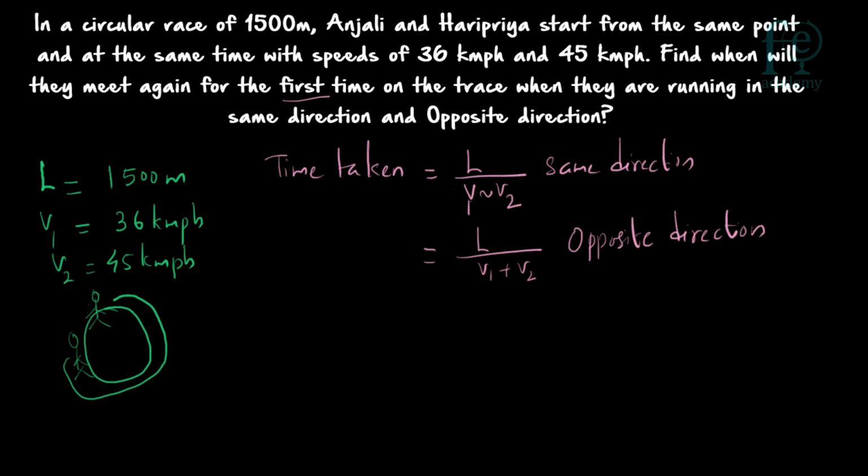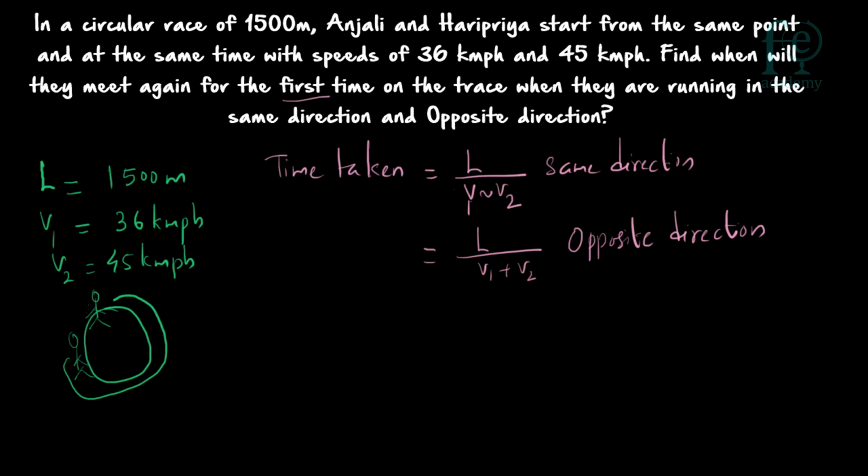The time taken for the two runners to meet for the first time when they are running on a circular race will be equal to the length of the circular track, L, divided by the relative speed. So L divided by V1 minus V2 in case of running in the same direction, and L divided by V1 plus V2 when they are running in the opposite direction. So with this introduction, let's try to solve this question.